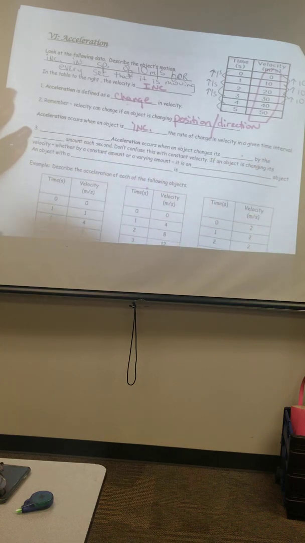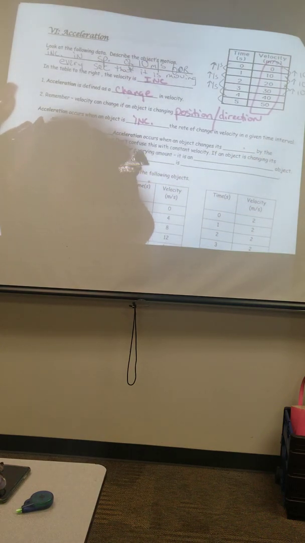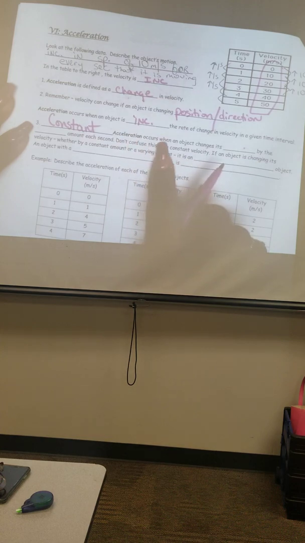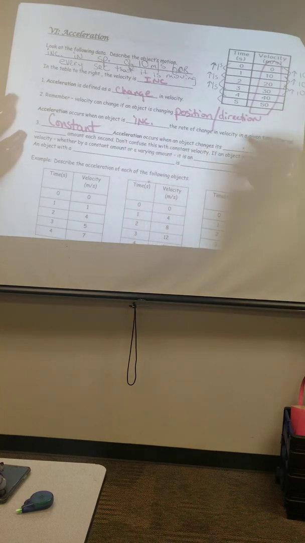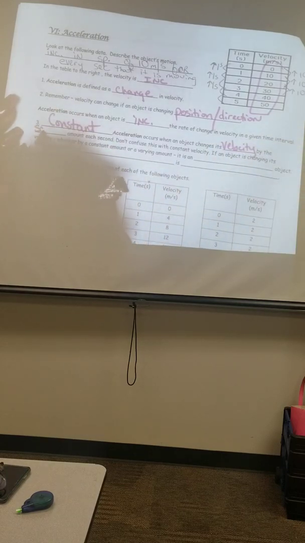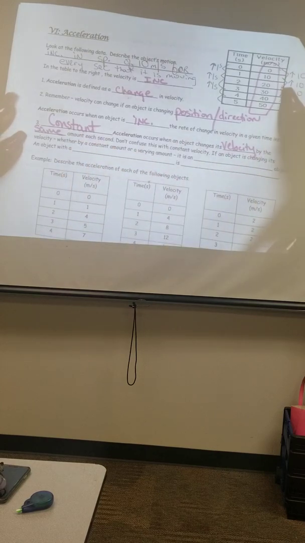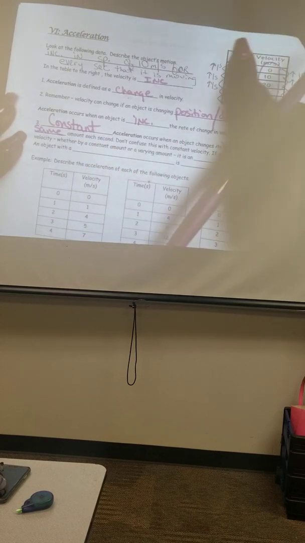Now, we do have a few other weird things. One thing is called constant acceleration, which occurs when an object changes its velocity by the same amount each second, just like in my example over here. This is constant acceleration.